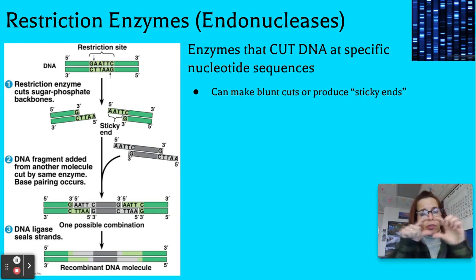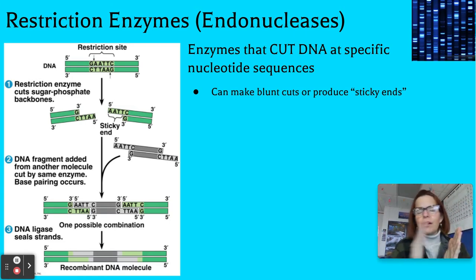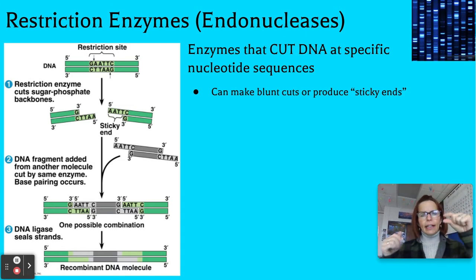So they cut DNA, but they identify very specific nucleotide sequences, and they can either cut the DNA straight across the two sides. So remember, you've got two strands on your DNA. The restriction enzyme can cut straight through them and create what's called a blunt cut. Or what scientists love is they can also produce something called a sticky end. And I want you to really take a look at this diagram because this comes up repeatedly with biotechnologies and it's amazing.